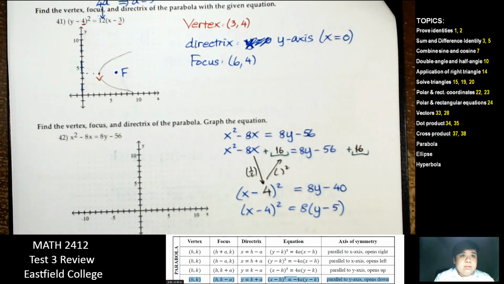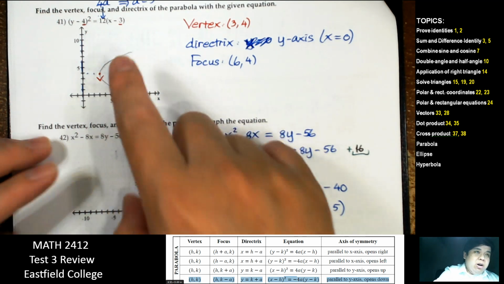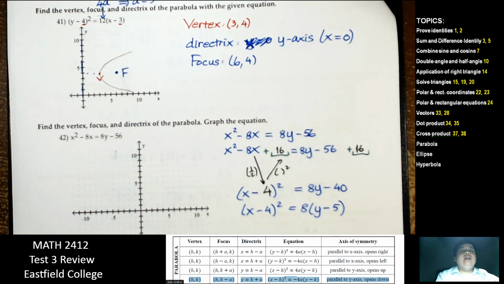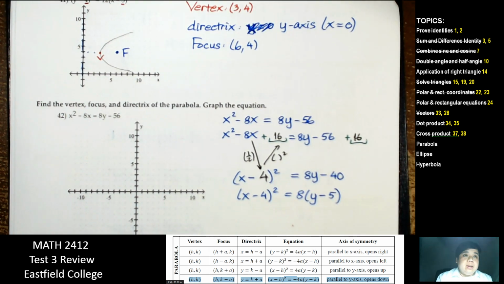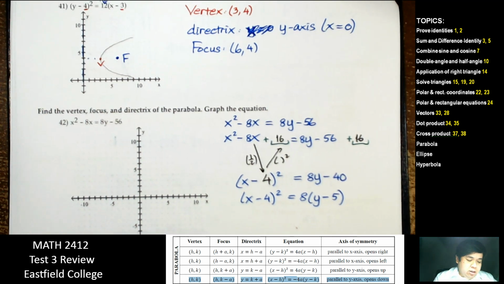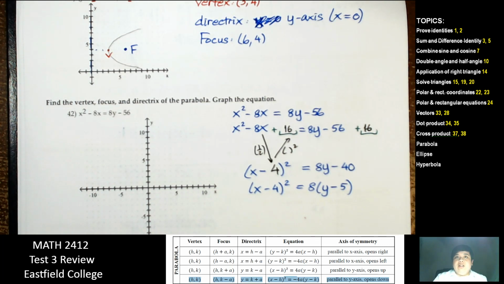Right. So that is the problem. So once again, we need to know the vertex, the focus, and the directrix, the equation, and how they are related. Again, the graph will always open around the focus, and go through the vertex. Right. So for parabola, we did 39 to 41.